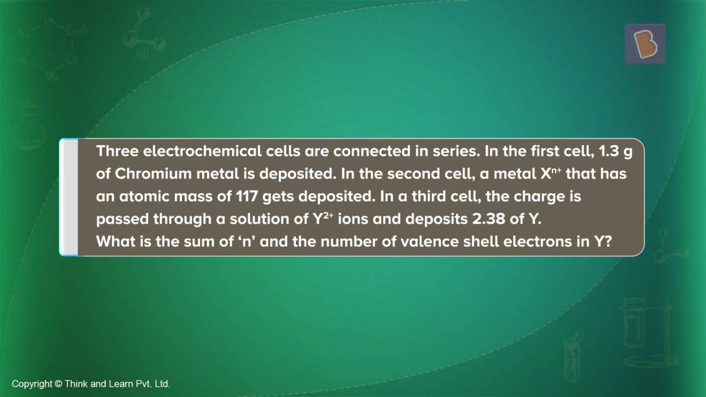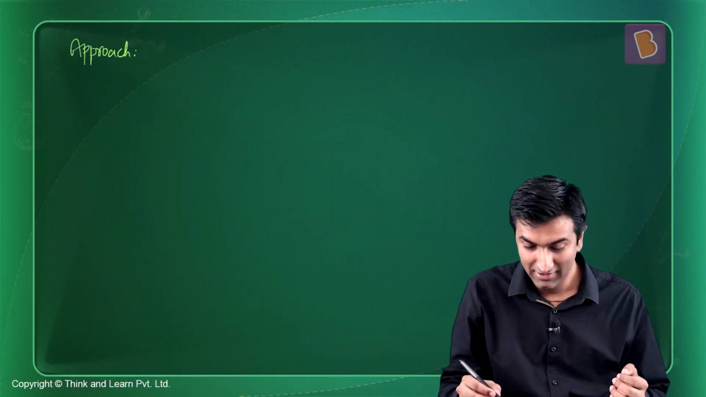So let's see. We are given cells in series, and the masses of chromium and X that are deposited, these 2 values are given to us. We need to find the valency of X, the second element, and also the number of valence electrons in Y, the third substance that gets deposited. So what's the approach going to be like? This is just an application of Faraday's laws.